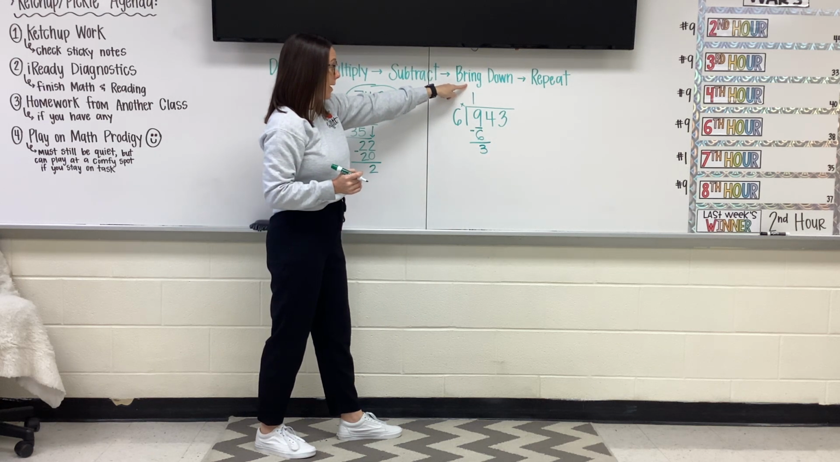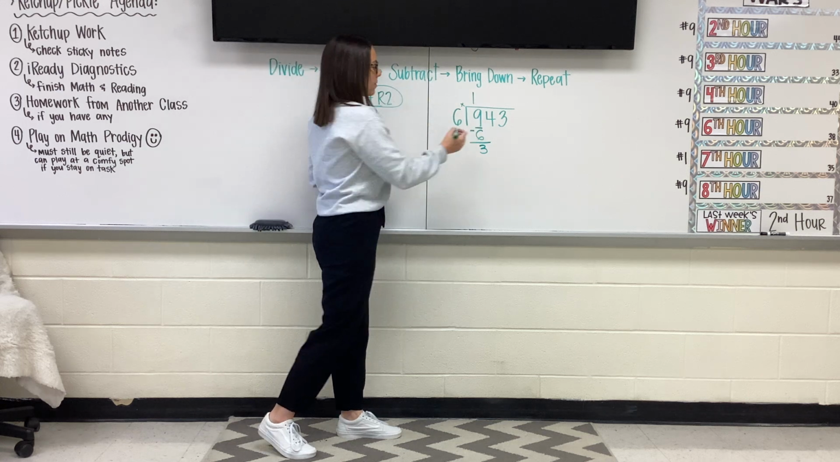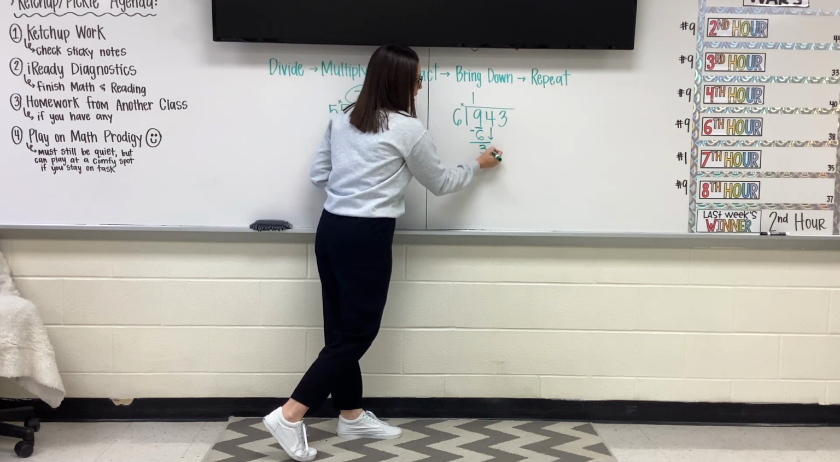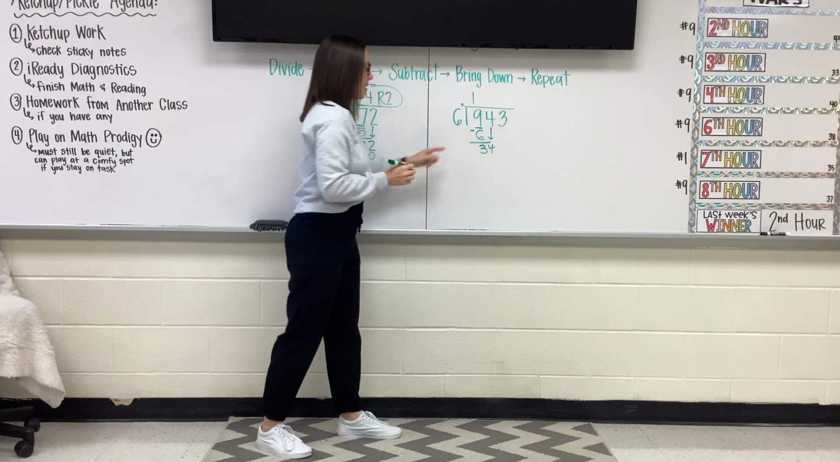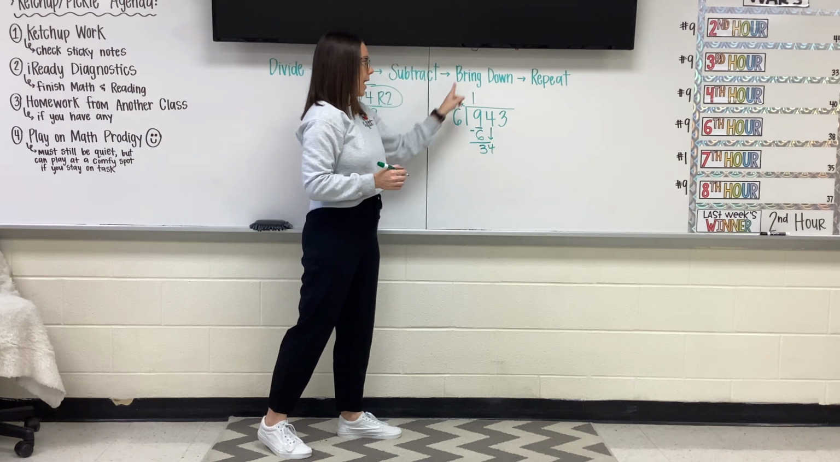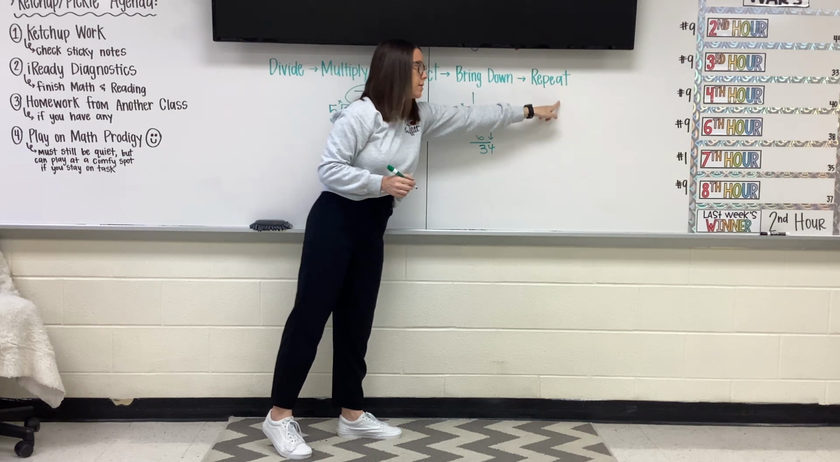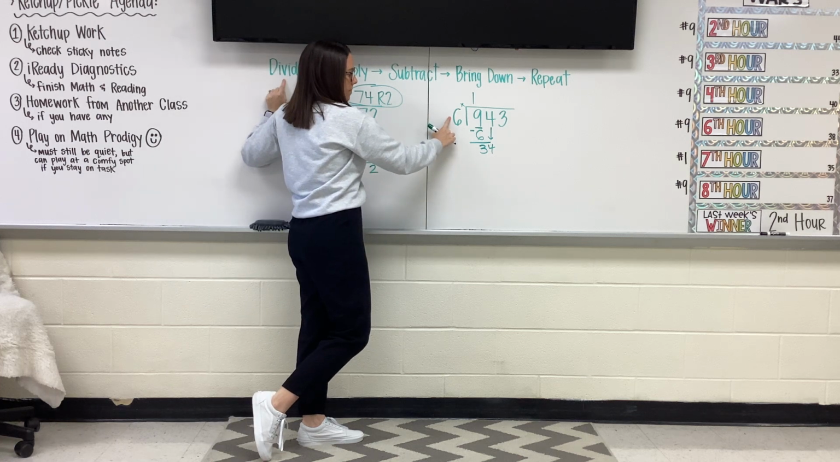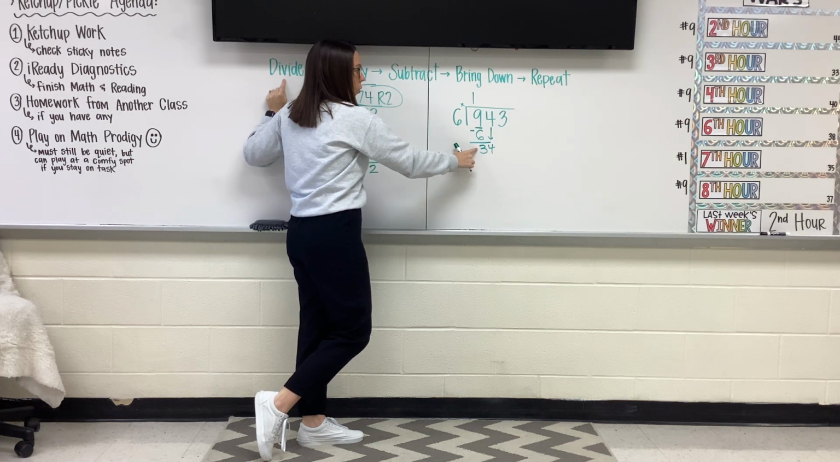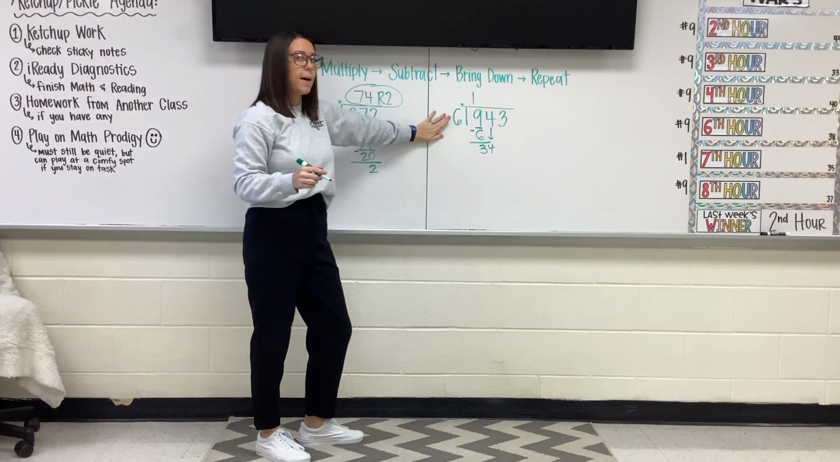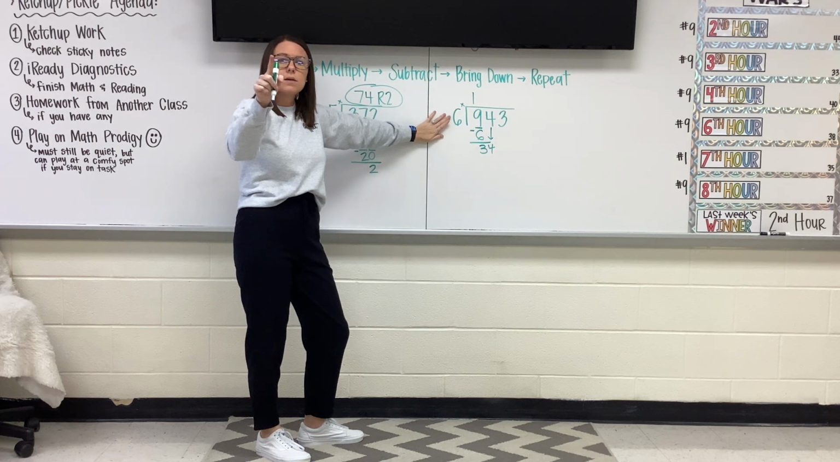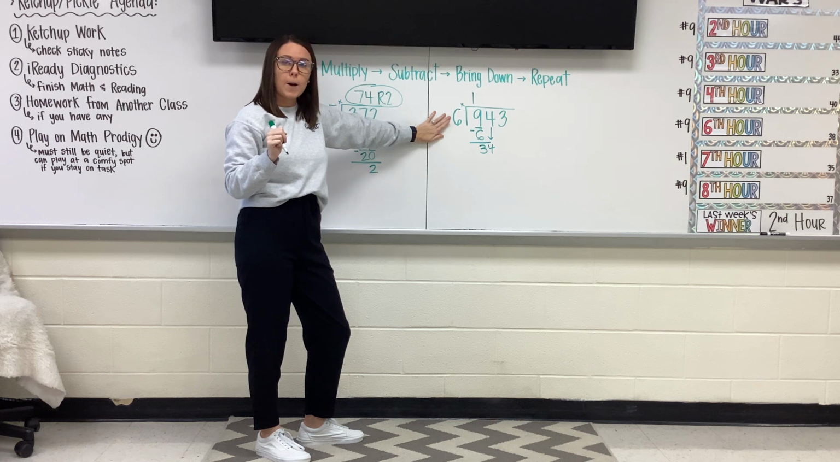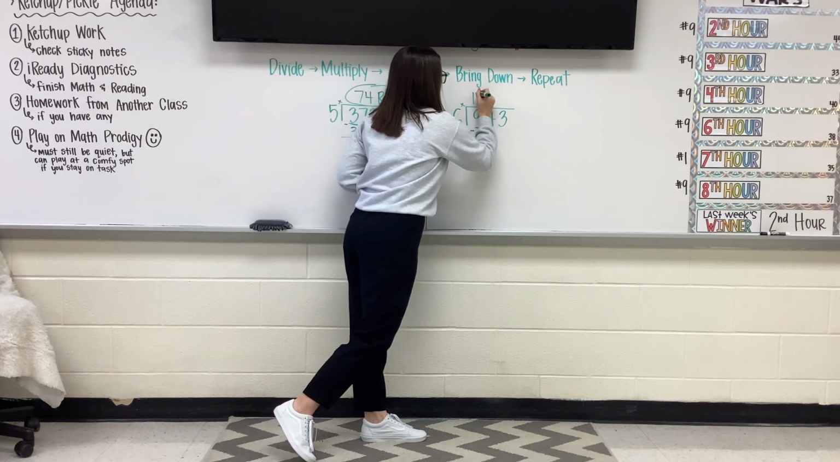Then I'm ready for bring down. So the next number in my problem is this 4. So I'm going to bring down the 4, put him right here beside that 3, and now I have a 34, and I'm ready to repeat. So I'm going to go all the way back over here to divide. How many 6s will fit in 34? Ooh, I'm going to have to look back on my 6 for that maybe. How many 6s will fit in 34? Hopefully you were thinking 5 of them. So I'm going to write my 5 up top.